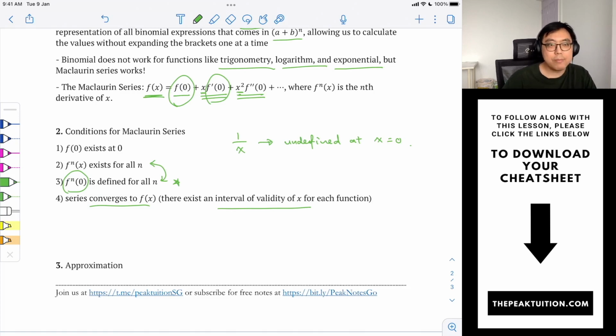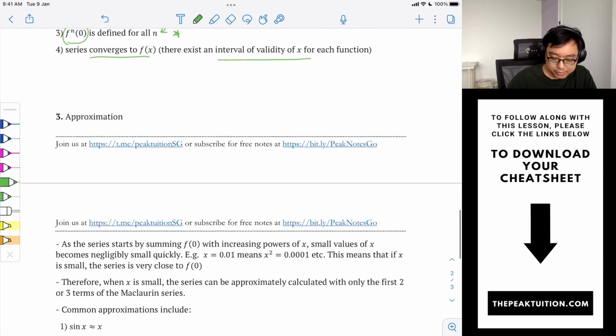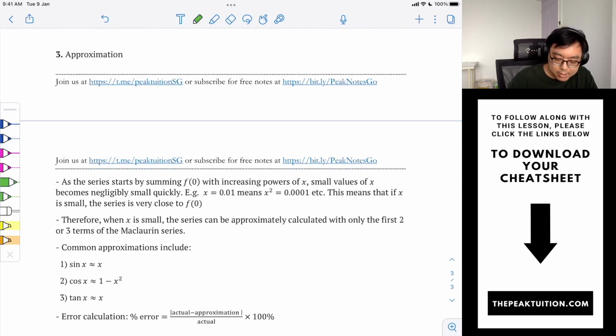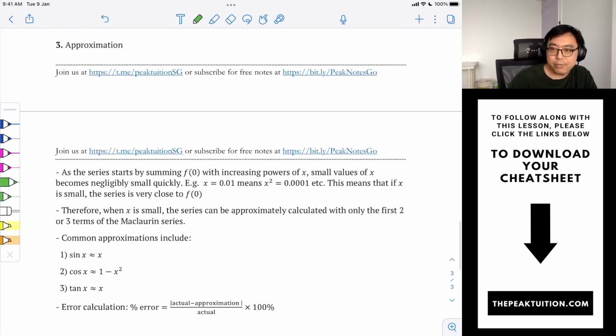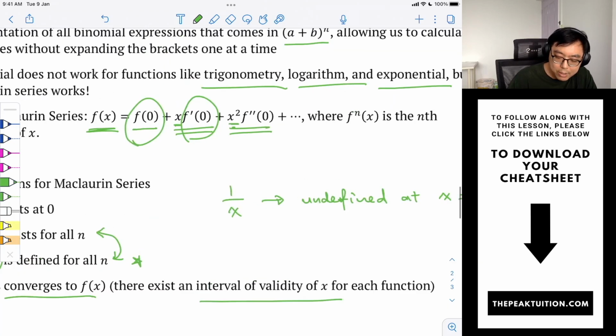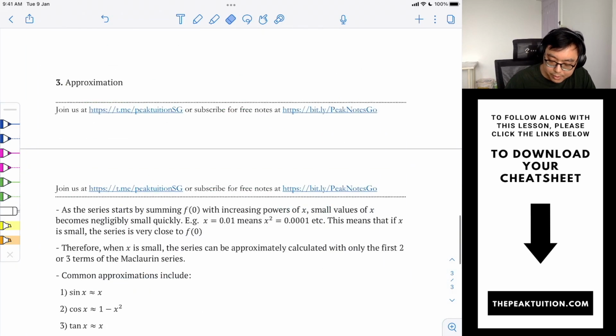Quite important, you should familiarize yourself with all this to make sure that when you do Maclaurin expansion, you don't end up expanding to the wrong thing. So for approximation, the Maclaurin series is very important because of how you expand out to all these terms, right? It is useful when your x is small. Okay, let me write it down there.